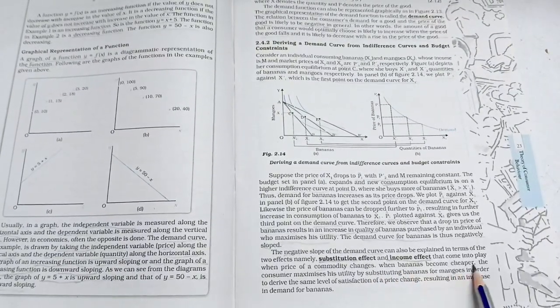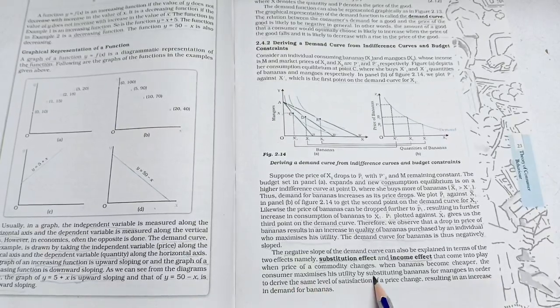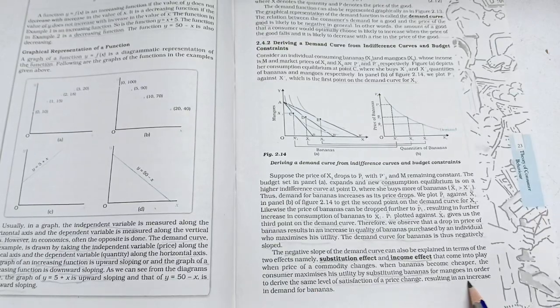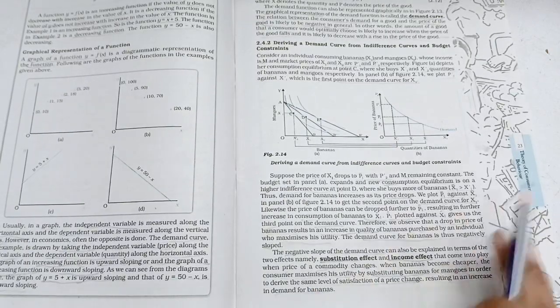When bananas become cheaper, the consumer maximizes her utility by substituting bananas for mangoes in order to derive the same level of satisfaction after a price change, resulting in an increase in demand for bananas.